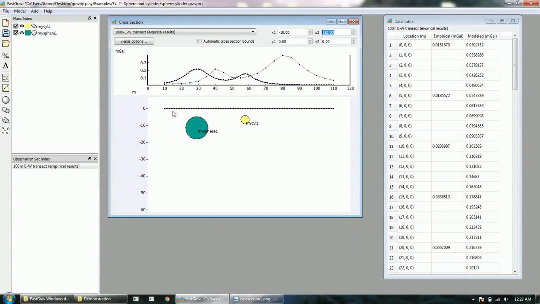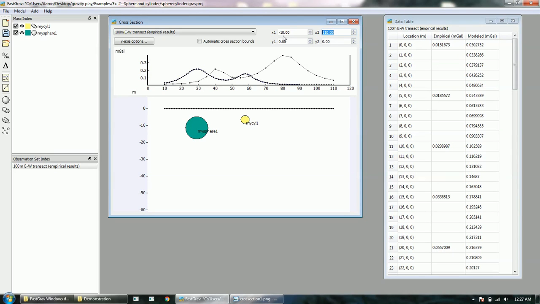And all of my observation points are still projected onto the cross section, no matter what these bounding points are. This is important because it allows you to have a cross section that is actually askew to the natural direction of your observation set transect, which can be helpful for 2.5D or 3D modeling.